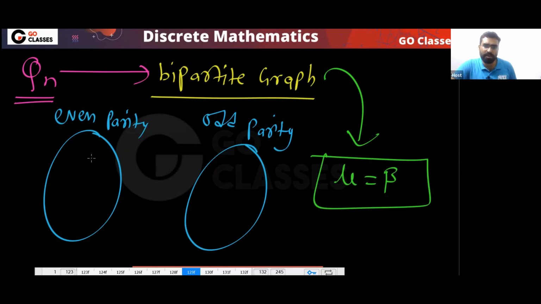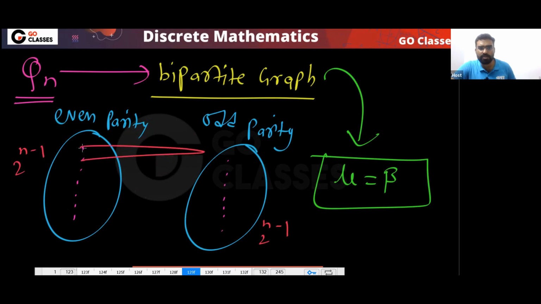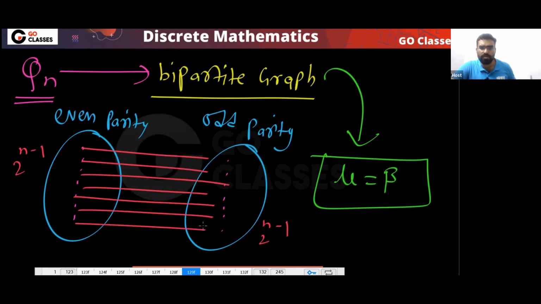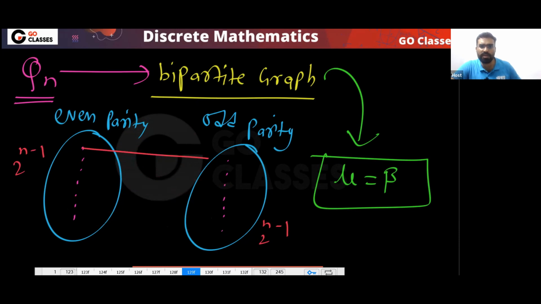And what is the matching number? Remember, half the vertices are here and half the vertices are here. So the matching number will be: half the vertices are here, half are here. For example, 2 power n minus 1 vertices are here, 2 power n minus 1 vertices are here. So you can create this type of matching.